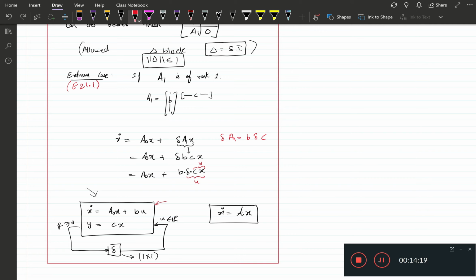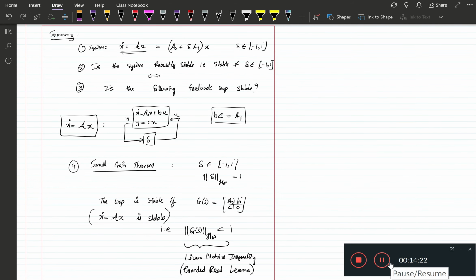So let's try to summarize what we've said. So in summary, we had a system of this form: x dot equal to Ax, where A was given to be of this form and delta was given to belong to the closed interval -1 to 1. Now the question was whether this system is robustly stable, that is, stable for any delta between -1 and 1. This question in its original form is not easily answerable because we have infinitely many A's, and we cannot check all possible A's, and that would be infinitely many conditions.